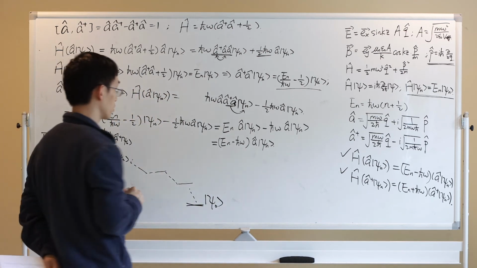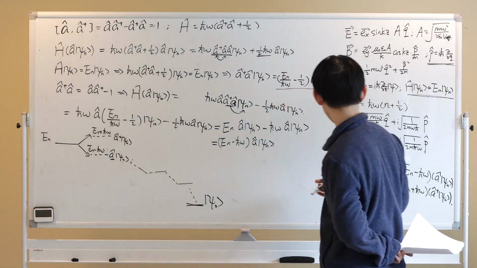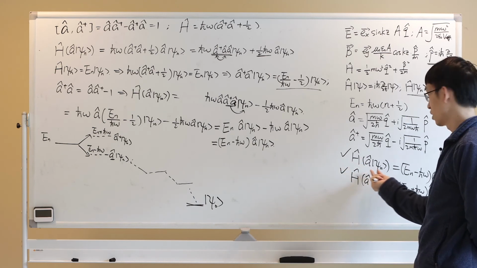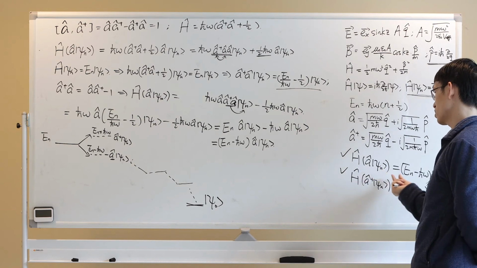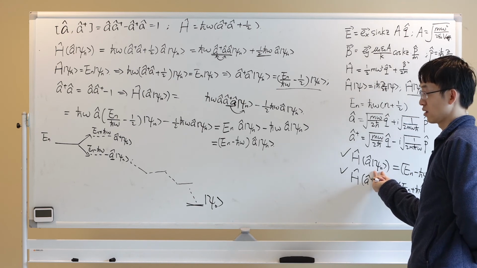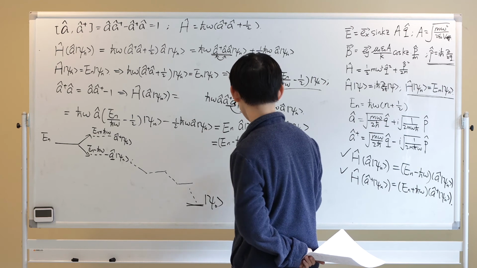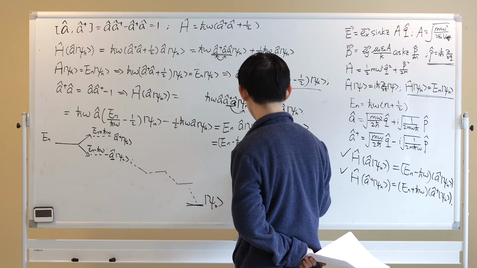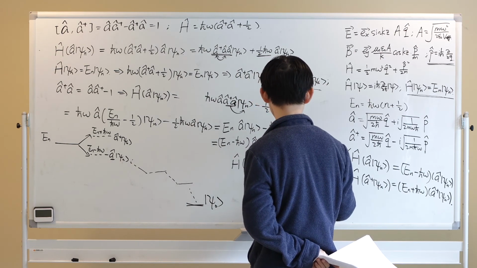For the ground state, it's interesting. First of all, when we calculated this relationship, the Hamiltonian acting on this gives you eigenenergy minus a number. We didn't say that this cannot be the ground state. So in fact, for the ground state you also have this relationship: ground state energy minus h bar omega.